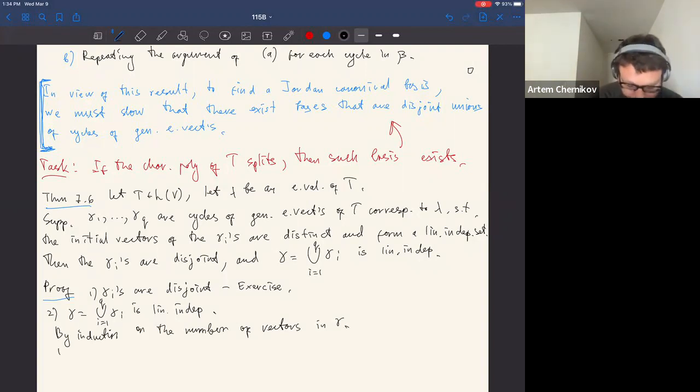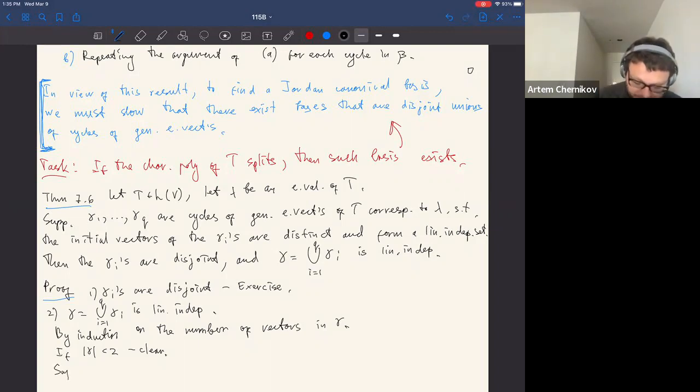So first of all, if the size of gamma is less than 2, then this is clear, because in this case gamma has size 1 or 0, and in either of these cases, remember that any generalized eigenvector is non-zero. But of course, if I just give you a single non-zero vector, then the set consisting of this single vector is automatically linearly independent. So the base step is automatic.